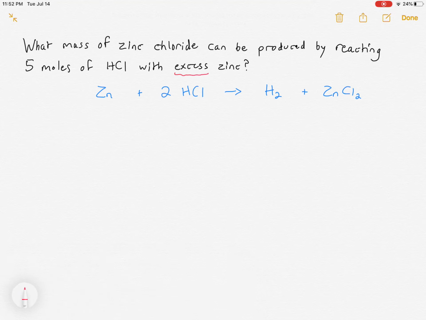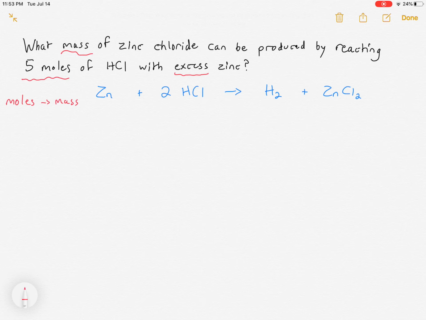Pay attention to the word excess. In stoichiometry problems, we are not concerned with a limiting reagent yet. That's a future lesson. This is just us saying, okay, let's assume that it reacts completely. So look for the word excess or completely reacts. So we're starting with, we know we have 5 moles of hydrochloric acid, and we're asked for a mass of zinc chloride. So that tells me that this is a moles to mass problem.